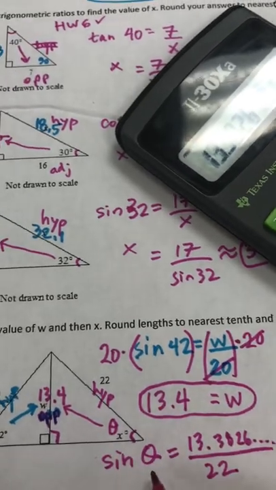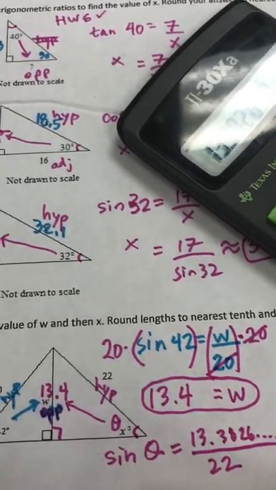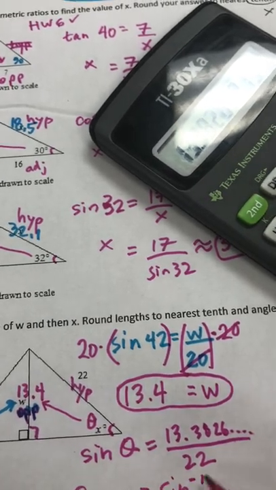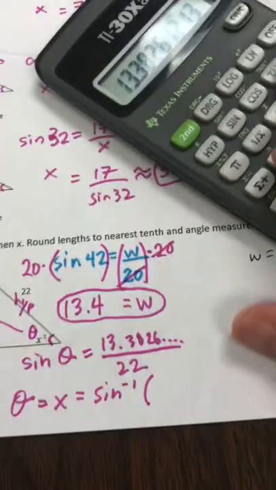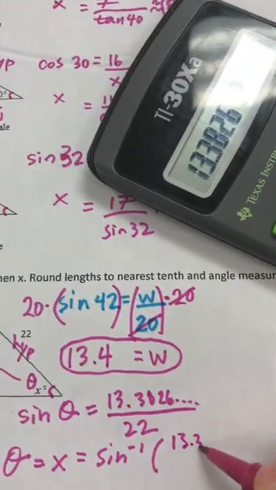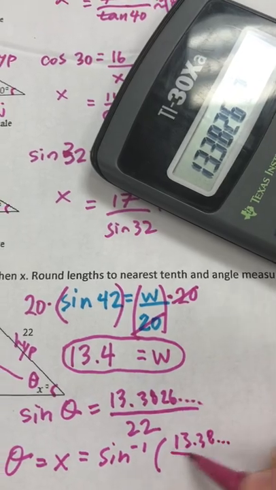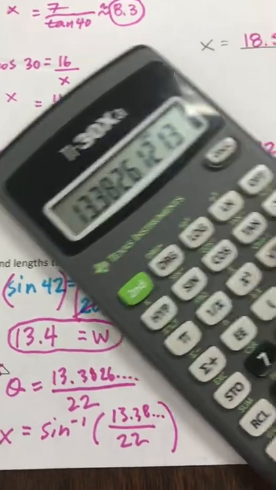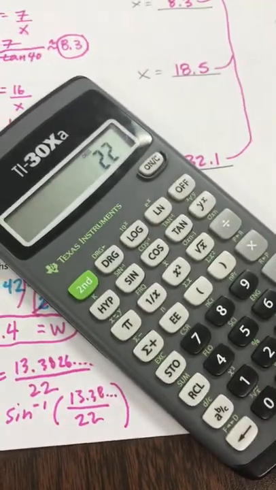So to solve for theta, which is what they called x, we're going to take the inverse sine of that fraction. Okay, so 13.38, yada, yada, yada, divided by 22. Okay, so that's already in our calculator. Now I'm going to divide by 22, enter.